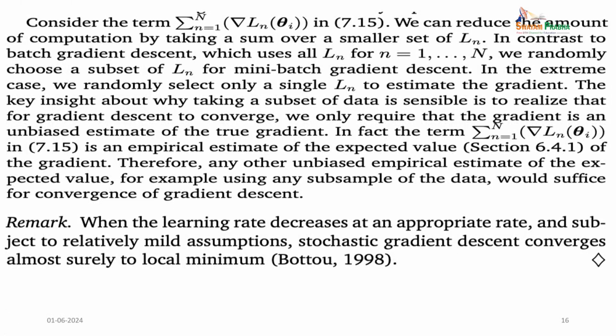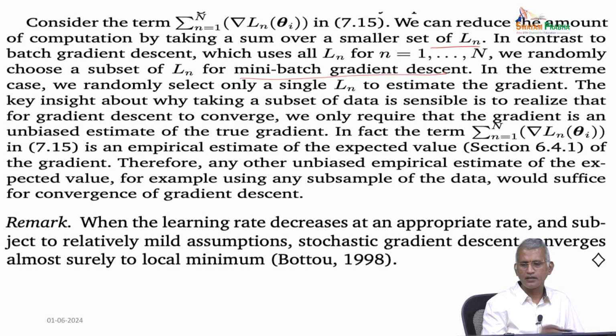Now consider summation n equal to 1 to N delta L n of theta i. We can reduce the amount of computation by taking the sum over a smaller set of L n. In contrast to batch gradient descent, we randomly choose a subset of L n for mini-batch gradient descent. In the extreme case, we randomly select only a single L n to estimate the gradient.